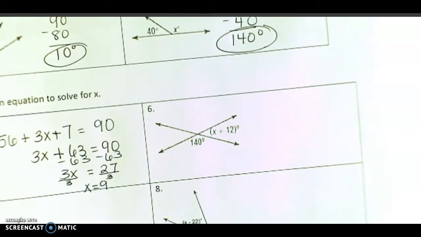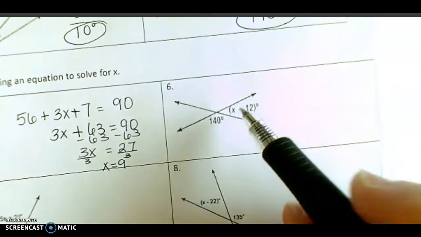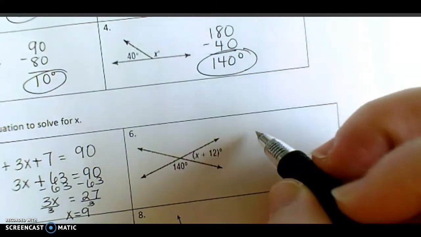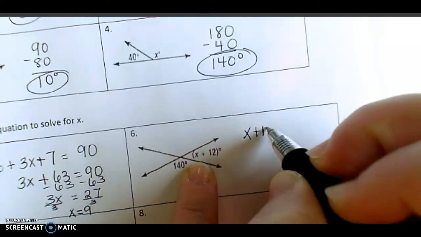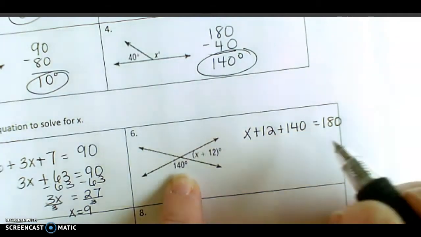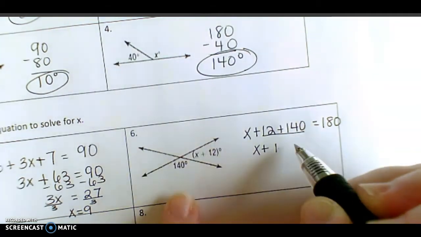So number 6. Those two angles do not equal 90 because I do not see a box, but I do see a line. So that means that these two angles here add up to 180. So I'm going to take x plus 12 plus 140 equals 180. I'm going to combine these two because they're on the same side.